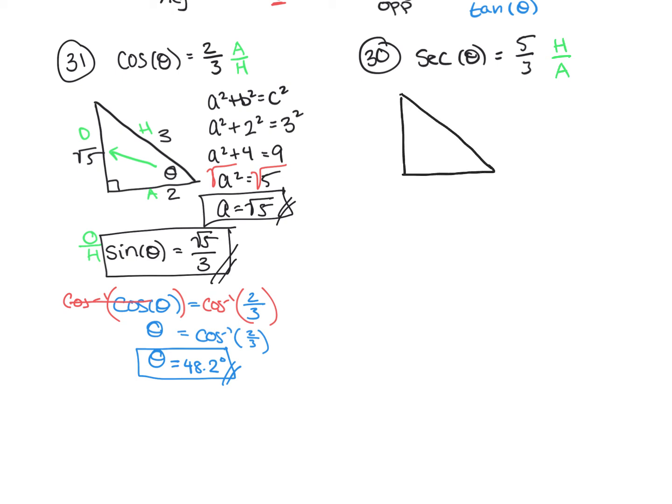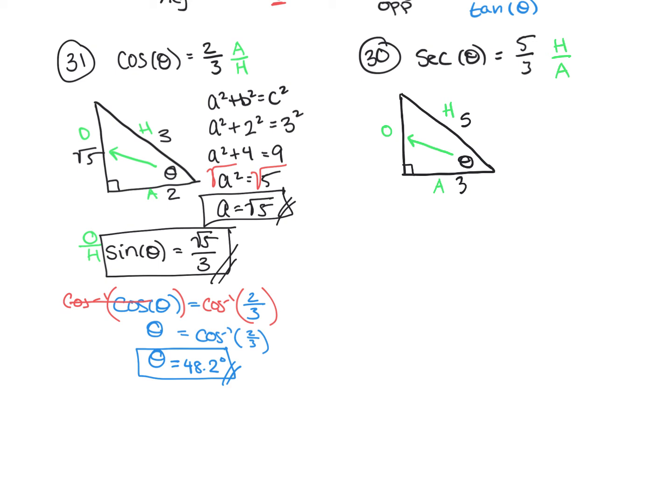So when I draw my triangle, here's my right angle, I'm going to put my theta down here. My opposite side is going to be over here. I don't know that one. Here's my hypotenuse. Here's my adjacent side. Now in this case, our hypotenuse is 5 and our adjacent side is 3.